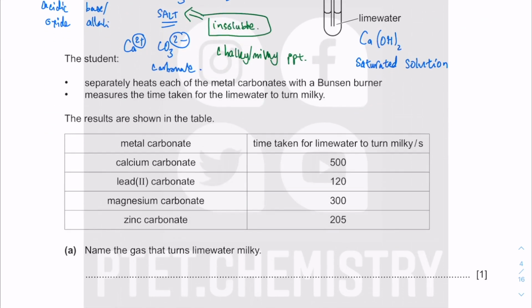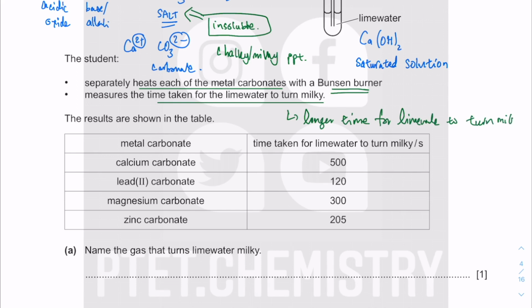Anyway, the students separately heat each of the metal carbonates. You need a Bunsen burner to heat it. You measure the time taken for the lime water to turn milky. So a longer time for the lime water to turn milky means it takes more energy to thermally decompose. That's why it's much harder to decompose to give you the CO2. Therefore, more difficult to decompose.